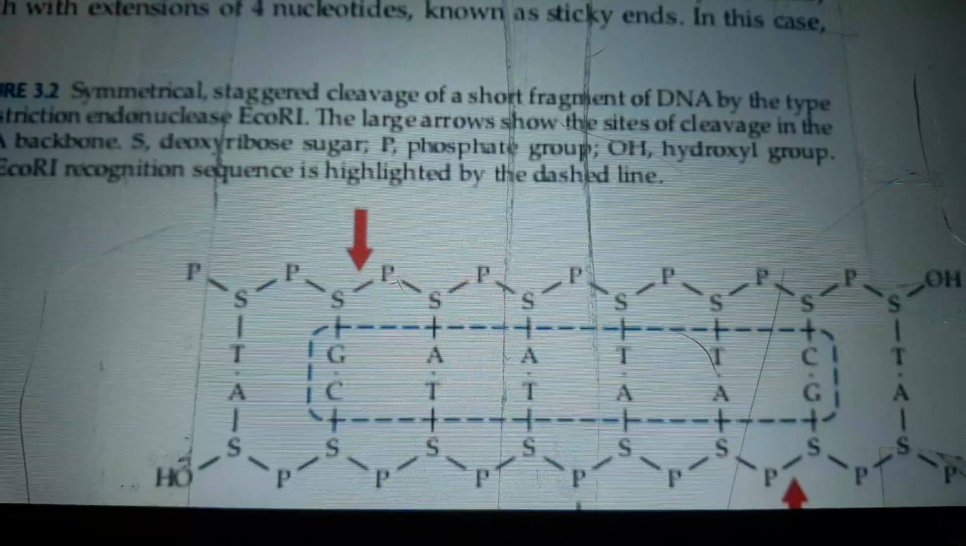The diagram shows a symmetrical staggered cleavage of a short fragment of DNA by the type 2 restriction endonuclease EcoRI. The large arrows show the sites of cleavage in the DNA backbone. S is deoxyribose sugar, P is phosphate group, OH is hydroxyl group. The EcoRI recognition sequence is highlighted by the dashed line.